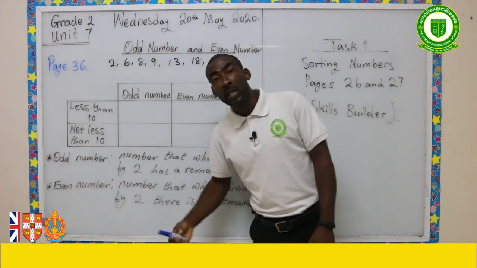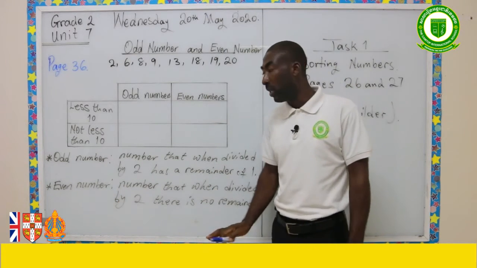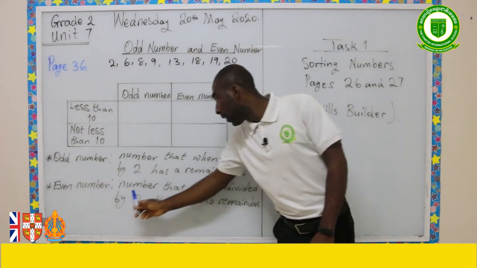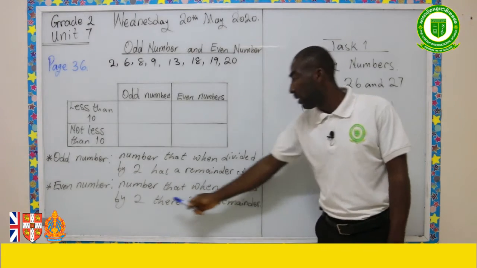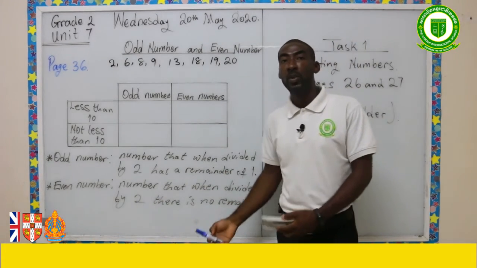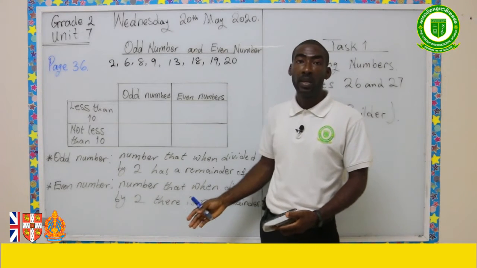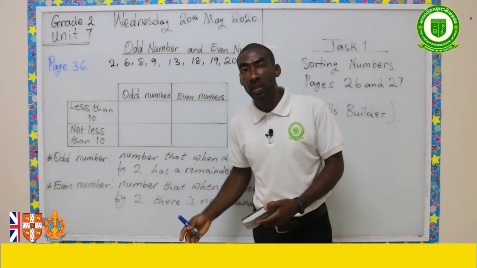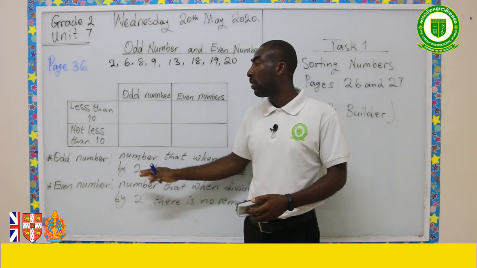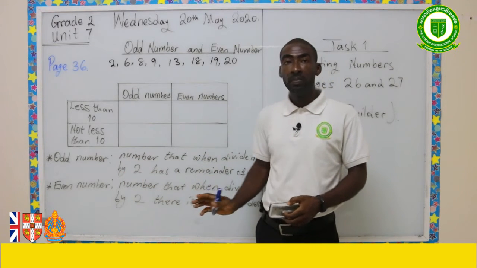An even number is a number that when you divide by 2, doesn't have any remainder. Okay, so this is the writing. We have even number, a number that when divided by 2, there is no remainder. So when you divide a number and it gives you no remainder, it means that number is an even number. So these are the two meanings that we assign to odd numbers and even numbers.